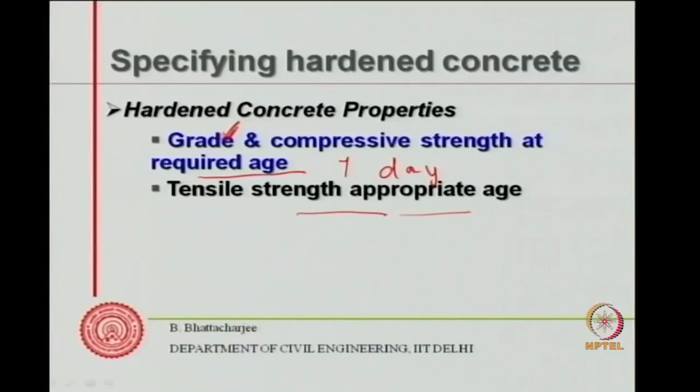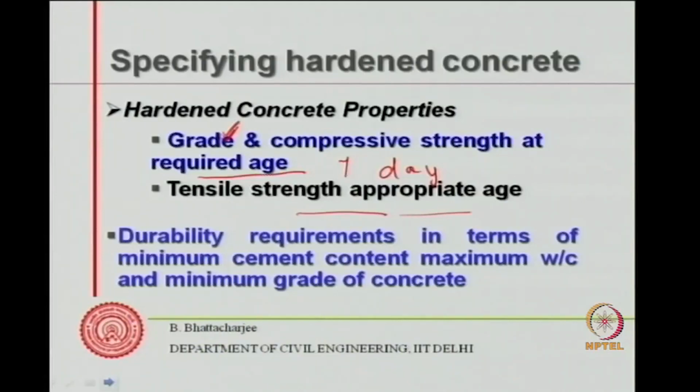We might also specify the concrete strength in terms of its tensile strength at certain appropriate age. In some cases, maybe we are designing for tensile strength of concrete. Sometimes, let us say, in water retaining structures or where flexural strength becomes a very important criterion, let us say in pavement, we might specify the concrete in terms of flexural tensile strength also, in addition to 28 days compressive strength and grade. But this is not all.